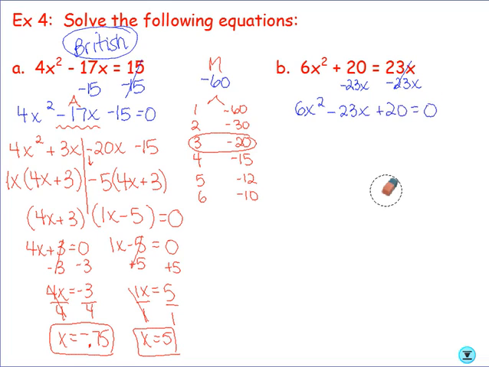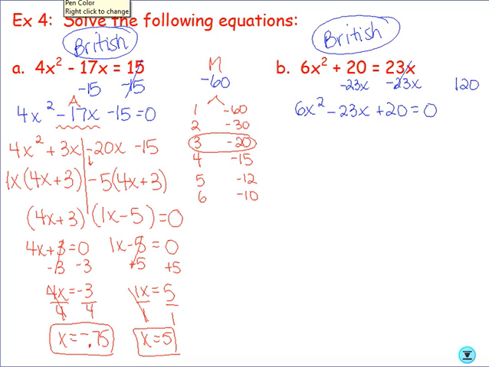Okay? Next step, we got to figure out what kind of problem it was. Hopefully you knew that this is a British problem. So we need to start by multiplying 6 and 120. I'm sorry, 6 and 20, and we get 120. We are looking for two numbers that multiply to give us 120 and add to give us negative 23. Well, if we multiply to get a positive, you have two positives or two negatives. If we add to get a negative 23, that means they're both negatives. So let's start our list.